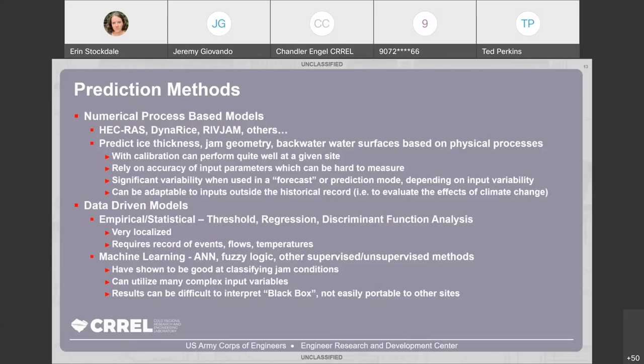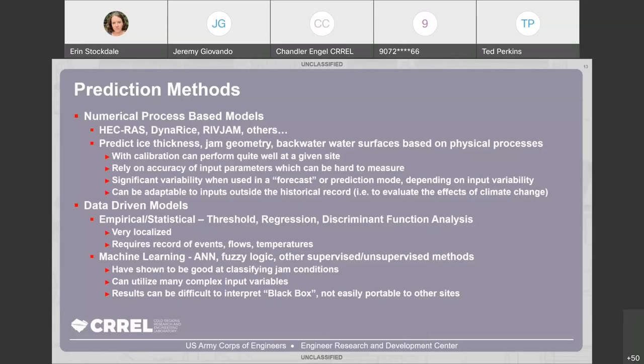Along the same lines, we have emerging the use of machine learning tools, which are in some sense an extension of statistical models, but using more complex methods that require more computational resources to build the models and predict ice jams, again, using reasonable input variables like temperature and flow. So these models can help a forecaster understand which variables are more important than others, which is a nice benefit of some of these methods.